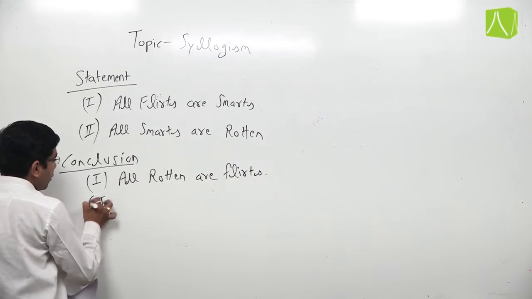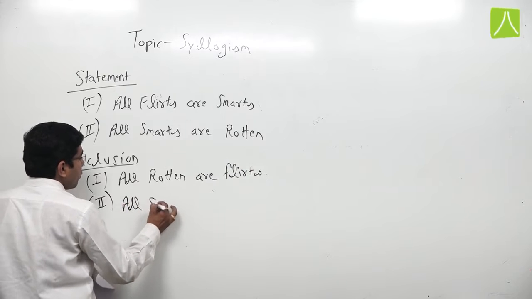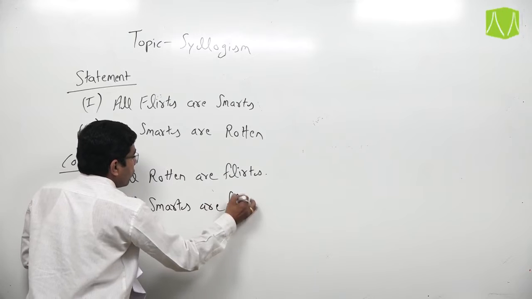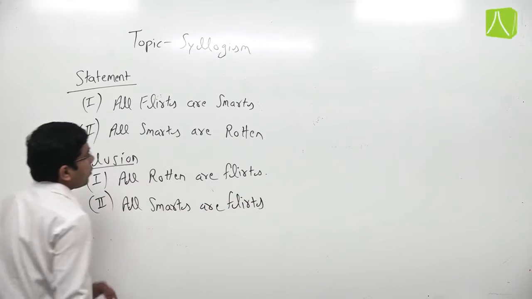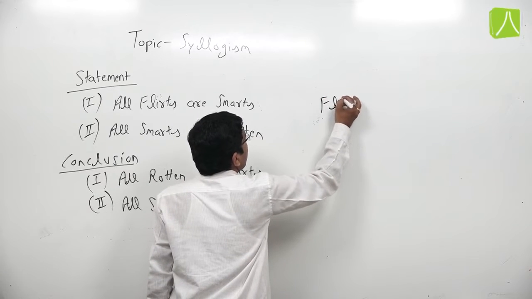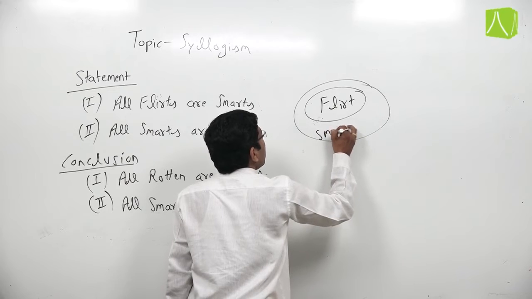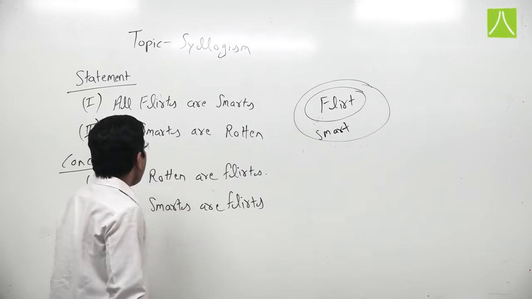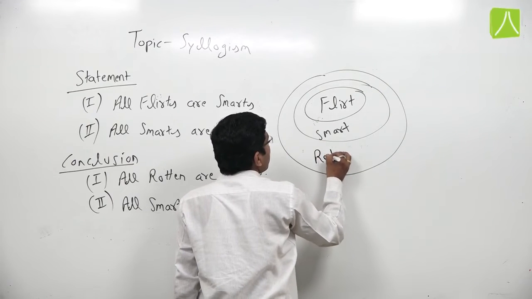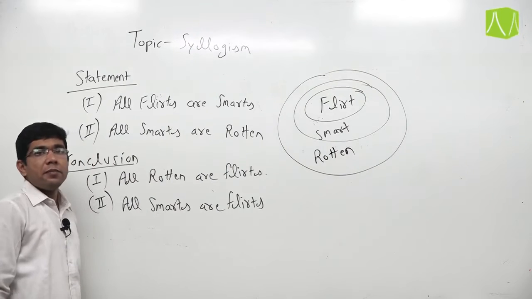And second conclusion is all smarts are floods. Now first we draw the diagram. All floods are smart. All smarts are rotten. Can be like this. So it is our basic diagram.